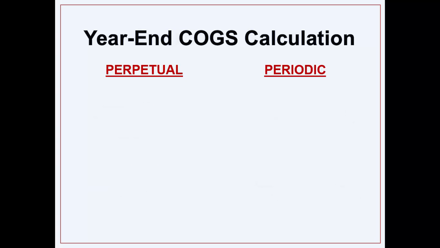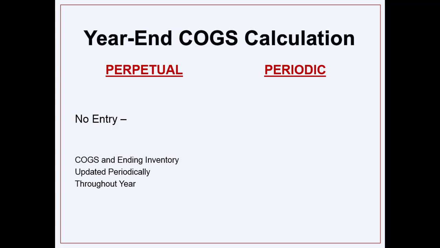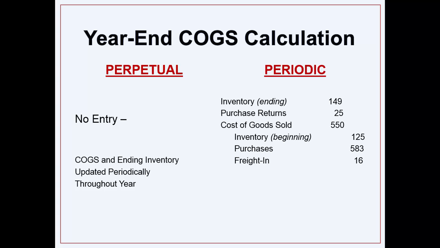Now the year-end cost of goods sold calculation. Under a perpetual, you don't have to do one because you've perpetually kept track of your cost of goods sold with each and every sale. Cost of goods sold and ending inventory are updated constantly throughout the year, perpetually throughout the year. Now on the periodic system, because you haven't done it yet, you have to make that adjustment.